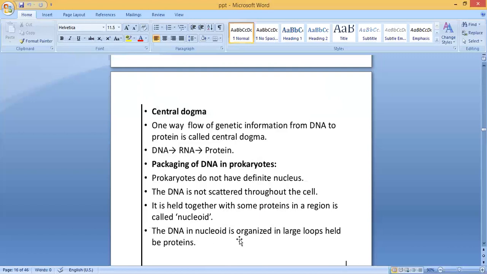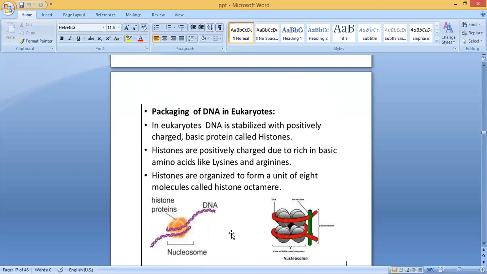The DNA in the nucleoid is organized in large loops held by proteins. Clear? So DNA is connected to or tied with proteins in a region called the nucleoid. The next one is the packing of DNA in eukaryotes, or how it is packed in eukaryotes.